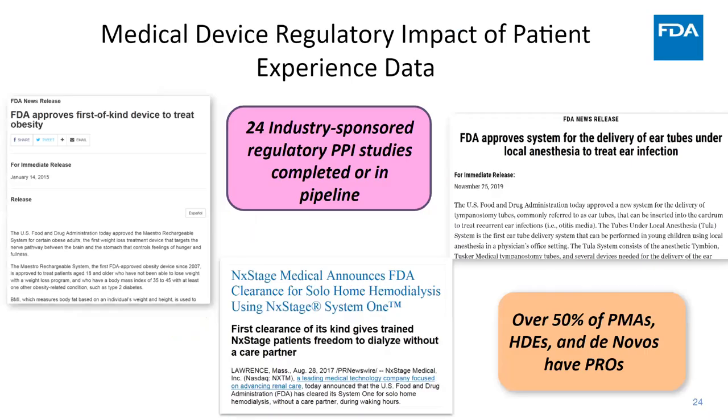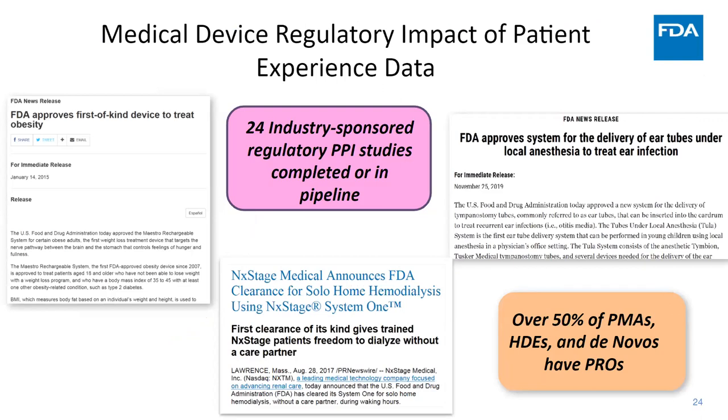And the way that we've been taking steps to make sure that we show evidence of how it's had an impact is by sharing. And one thing that we've seen is over the past 2 years, we went from no studies on patient preference information to now 24 industry-sponsored regulatory patient preference studies that have been either completed or in the pipeline. And they've had direct impacts on our regulatory decisions.